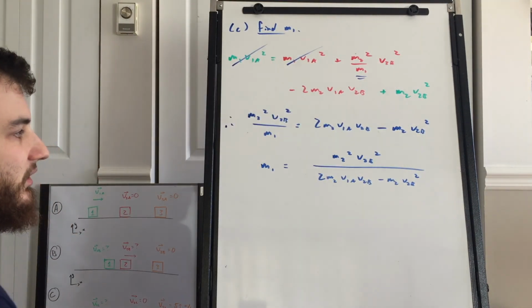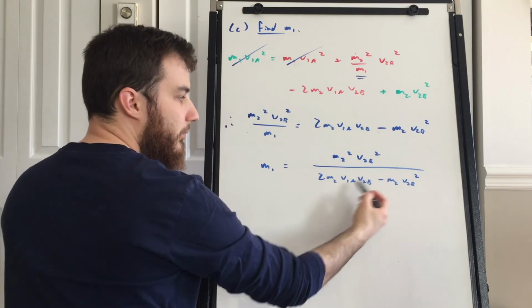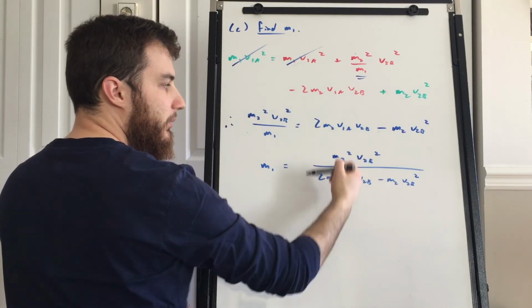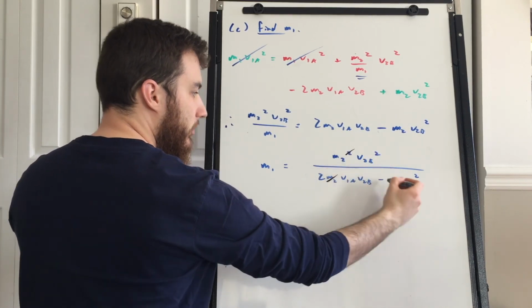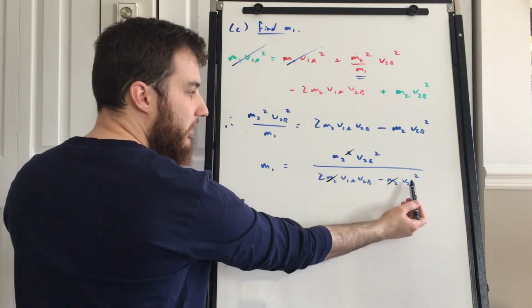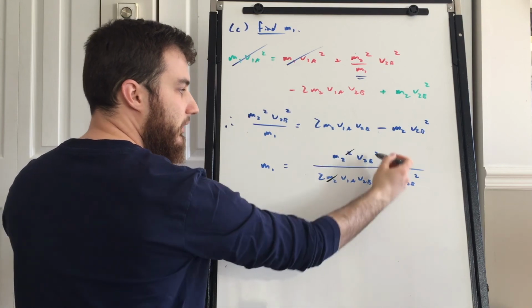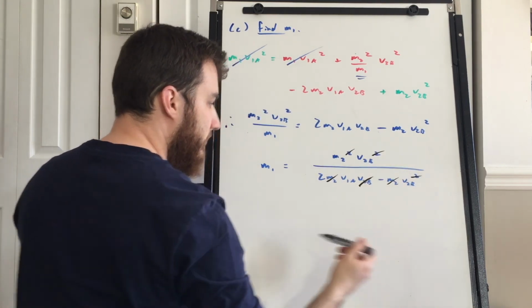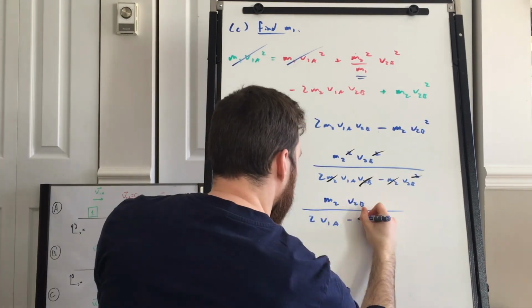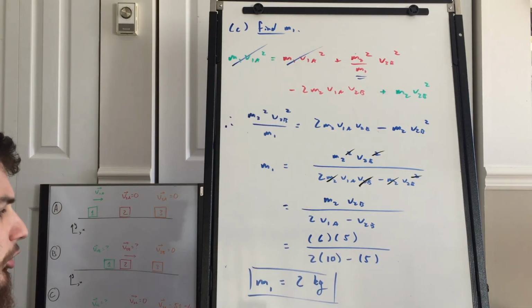And here we see that we have m2 on both terms of the denominator and it appears on the numerator, so we can cancel one out. We have also v2b that appears on both terms of the denominator and it appears on the numerator as well. We can also cancel one of those out. This simplifies a bit our algebra. And that's it. m1 is equal to 2 kilograms.